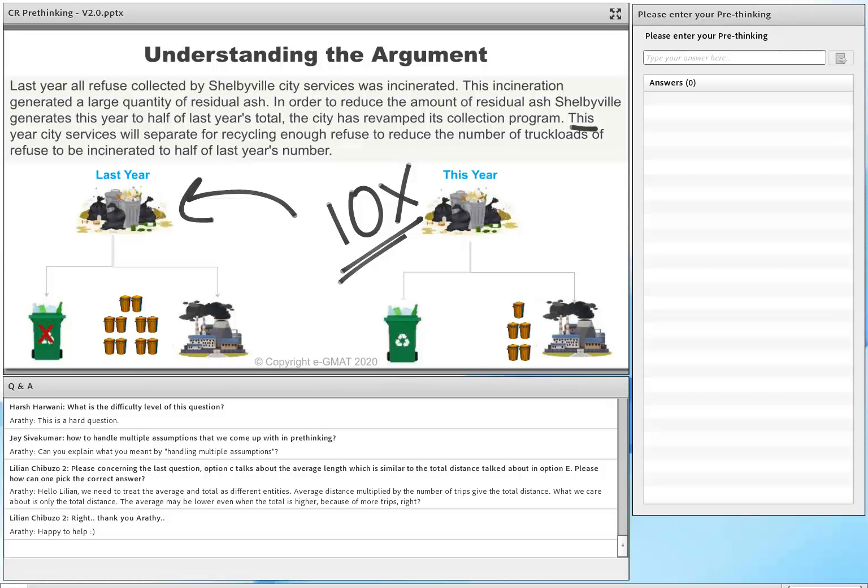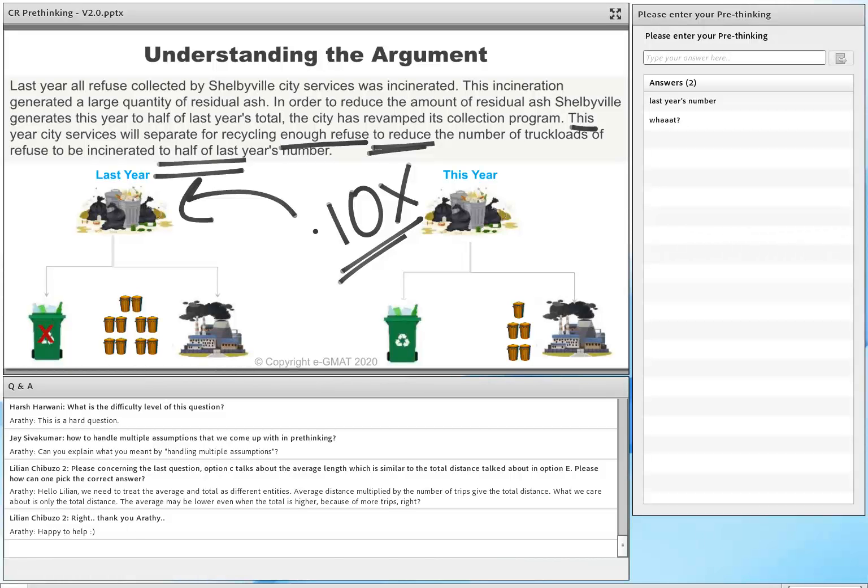This year, city services will separate for recycling enough refuse to reduce the number of truckloads to half of last year's number. What they're really saying is, regardless of how much garbage we collect, I'm only going to send half as many trucks as I sent last year for incineration. Read this. This year we'll separate enough refuse to reduce, "to" is an outcome word, to reduce the number of truckloads to half of last year's number. Read this once again.